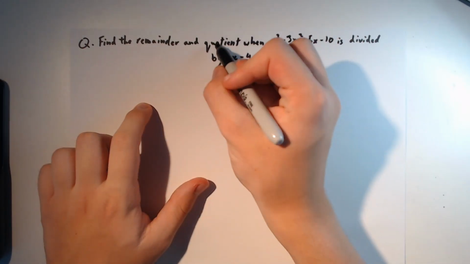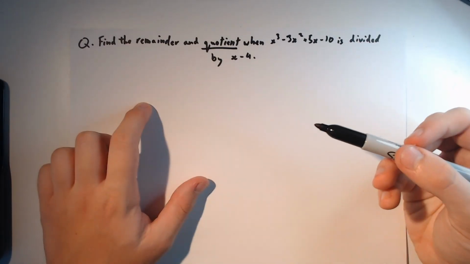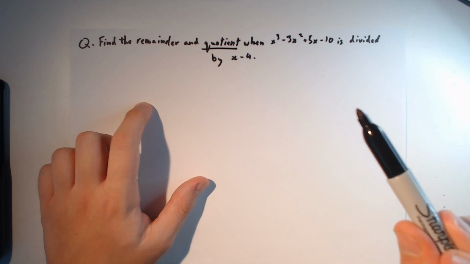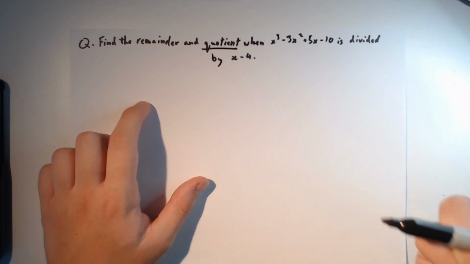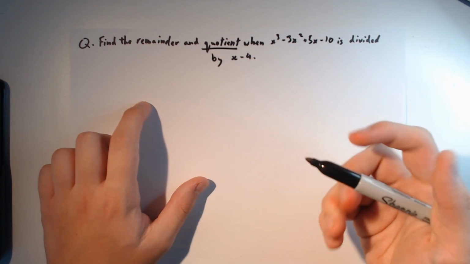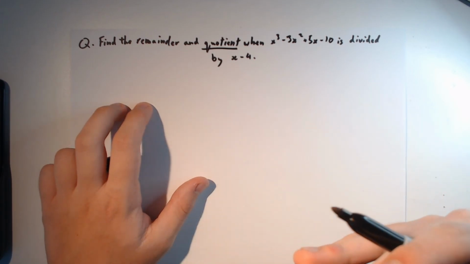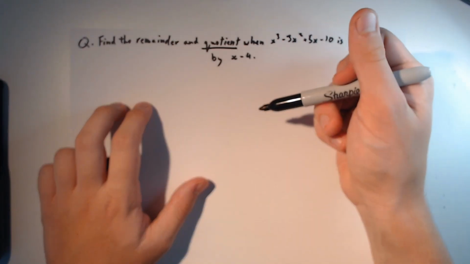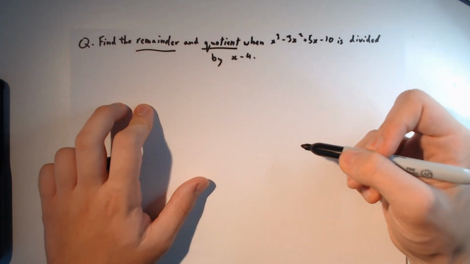Now quotient here is whatever's left over if it does not divide neatly, if you're not left with 0 in the end. Quotient is what came out, what was the product, what was at the top. Remainder is what was left over at the bottom.